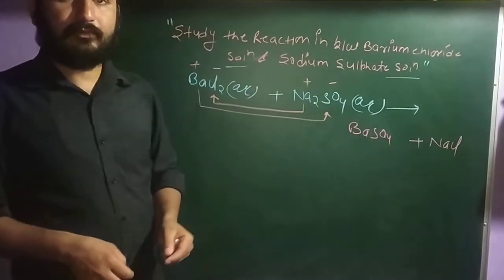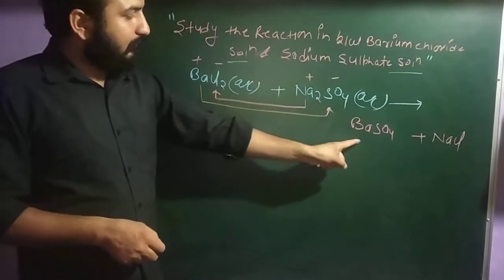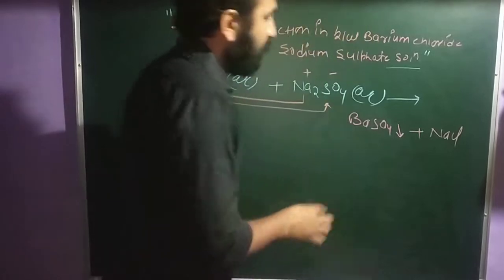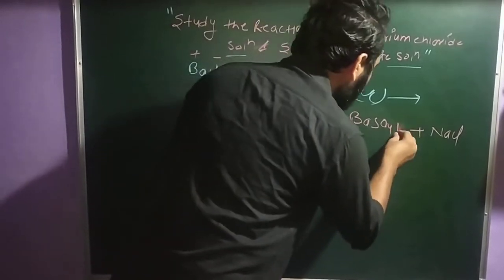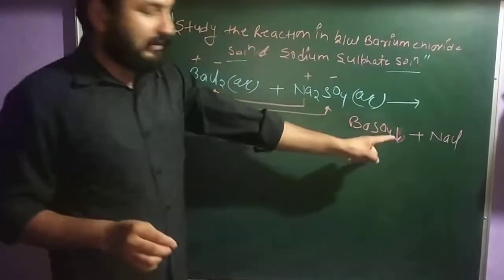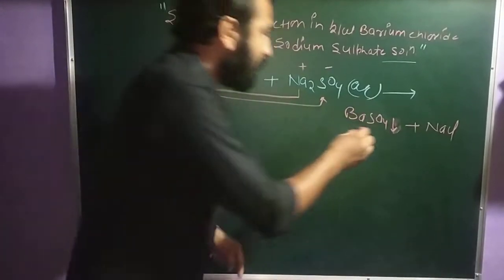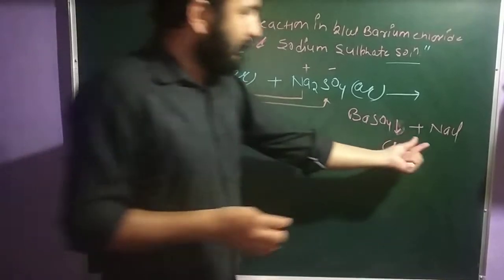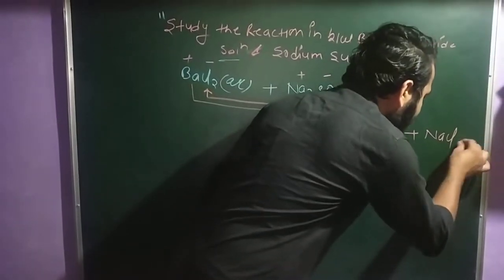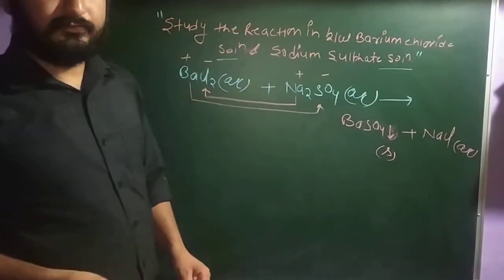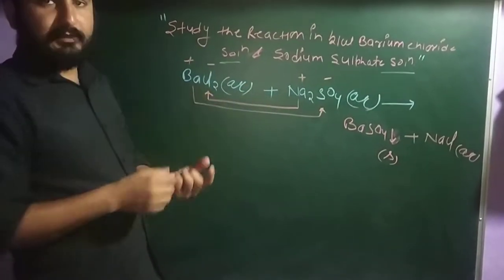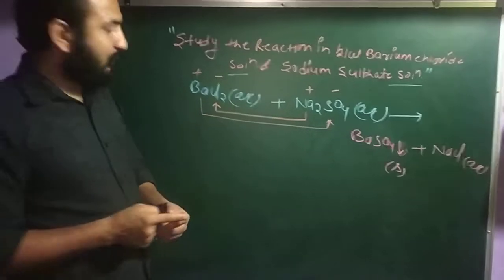products? In this reaction, this BaSO4, barium sulfate, is formed in this manner. You can say a precipitate is formed. Yeah, you can also write that this is present in the solid state and this NaCl is present in the aqueous form. Clear? So always try to balance a chemical reaction. So first of all, balance this chemical reaction.